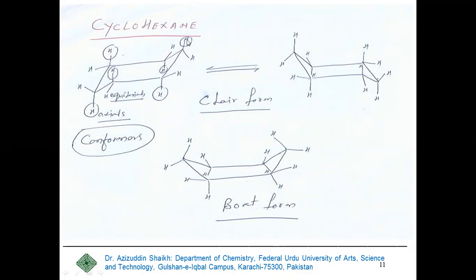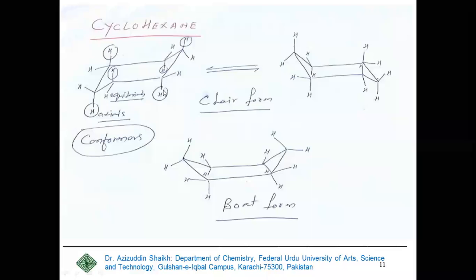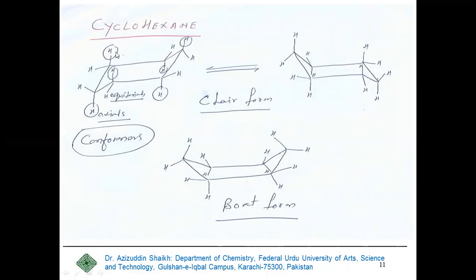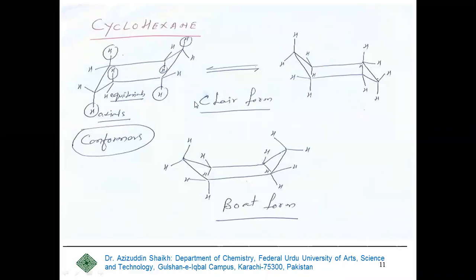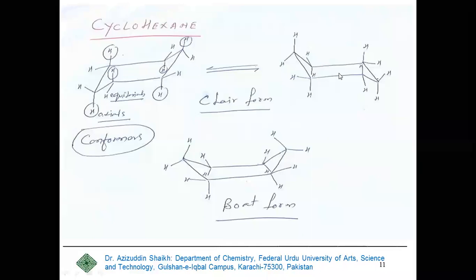These hydrogens, this one and this one, which are circled, are called axial hydrogens. And these hydrogens, which are not circled, are equatorial hydrogens. So they are the axial: above the plane, below the plane, above the plane, below the plane, above the plane, below the plane. Similarly the equatorial: below the plane, above the plane, below the plane, above the plane, below the plane, above the plane. And this is the other form of chair conformation, this one.